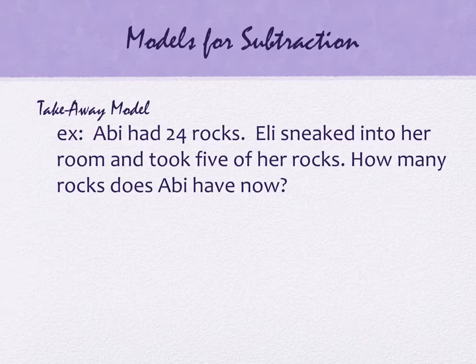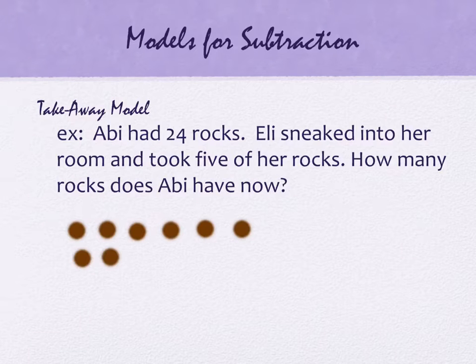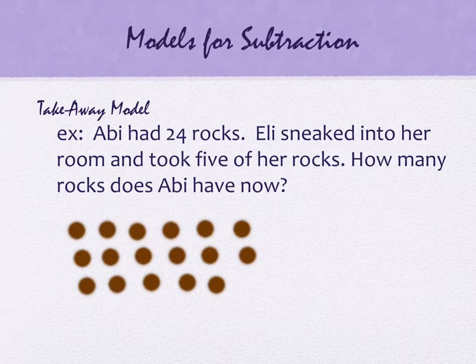So if we were doing this one, we're going to draw a picture of what's happening. I'd like for you to draw a picture of 24 rocks. Okay, I have 24 rocks. My rocks are brown. And Eli sneaks in and takes 5 of them away.